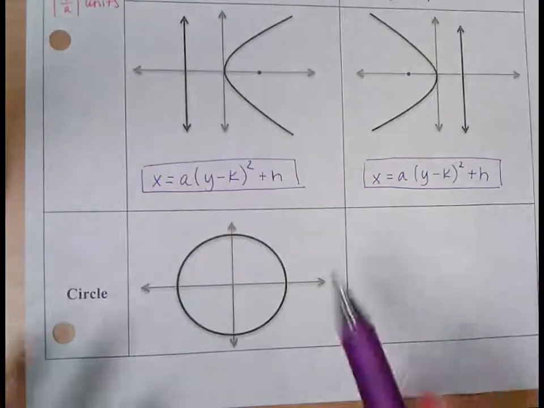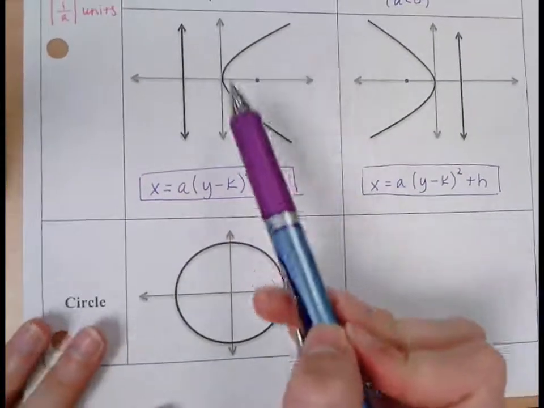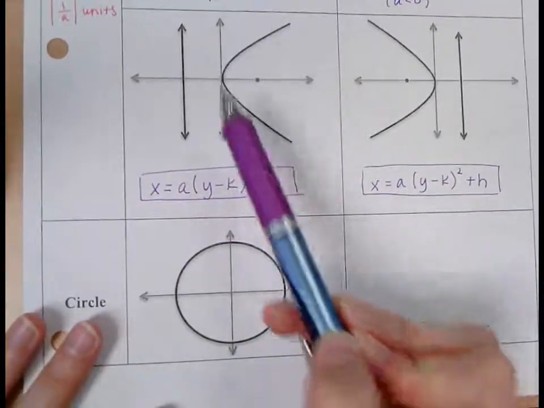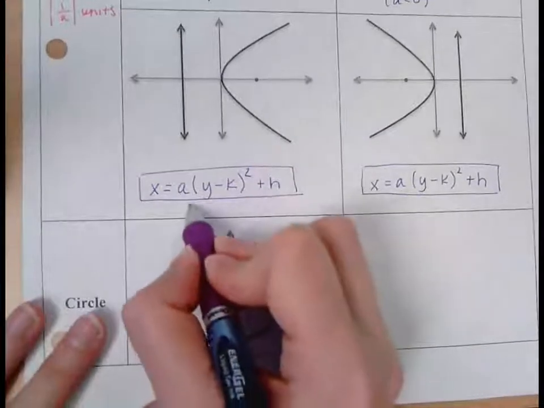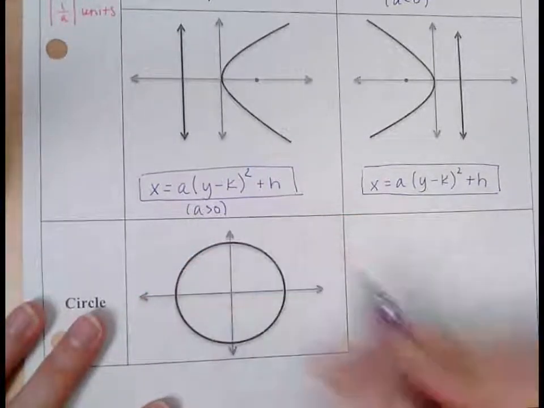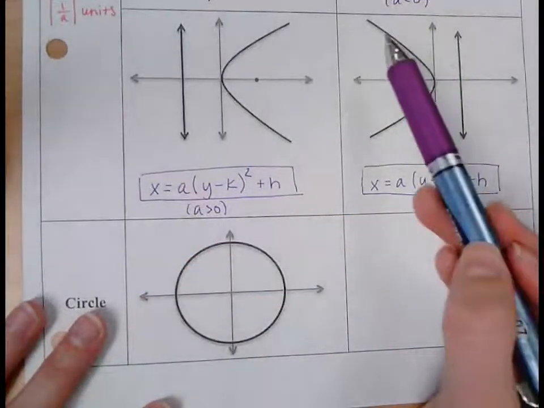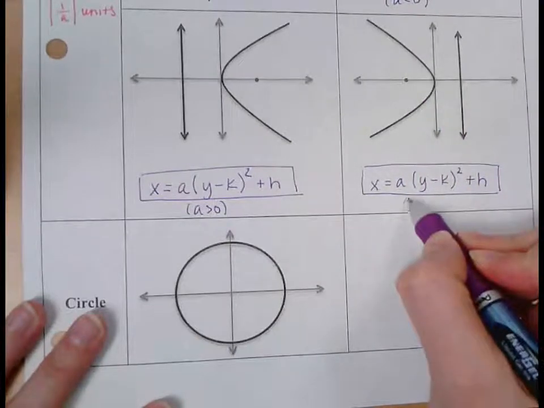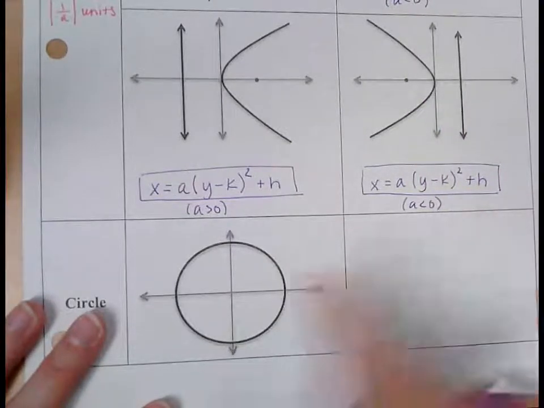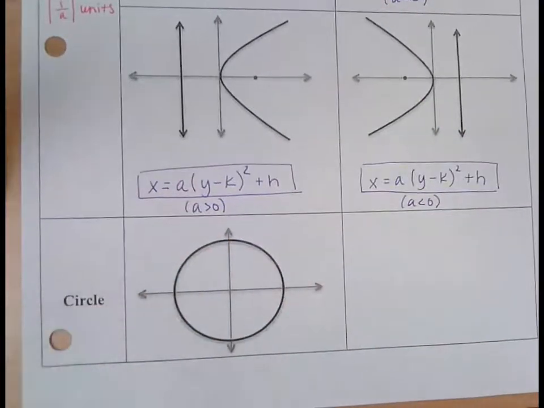Okay, and the difference, if your parabola opens to the right, like in the first box, that means the a value is positive. And if it opens to the left, the a value is negative. So that's the only difference between the two is the a value. Otherwise, all formulas I write down between those two will be the same. We're just labeling it on both.